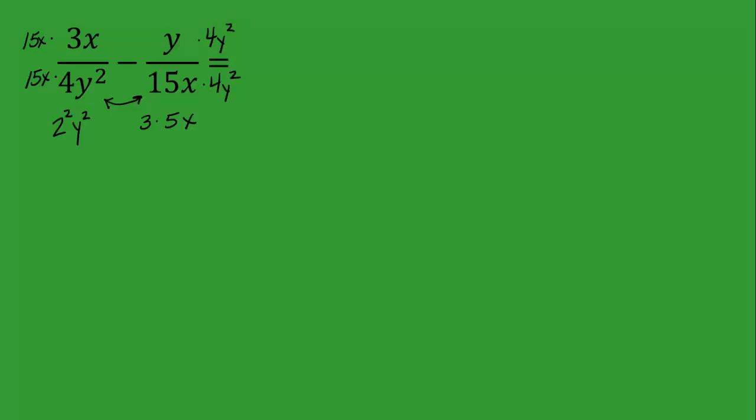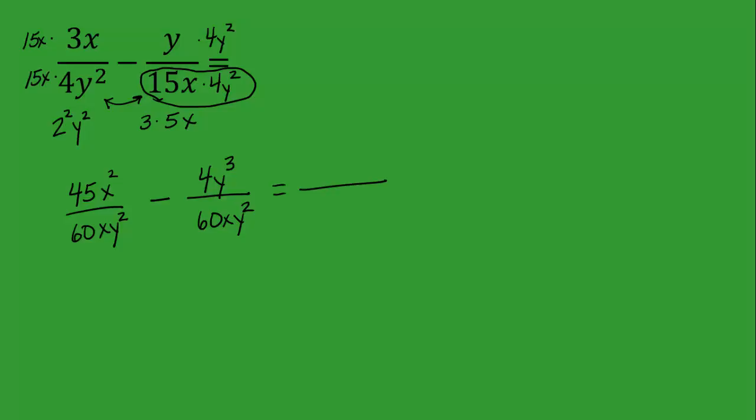Let's simplify. We get 45x squared over 60xy squared. And this is a subtraction problem. On the right, we've got 4y to the third over 60xy squared. Now don't assume that that second one turns out the same. Really do the math here, because that's a good way to check your work so far and see if they really come out the same.